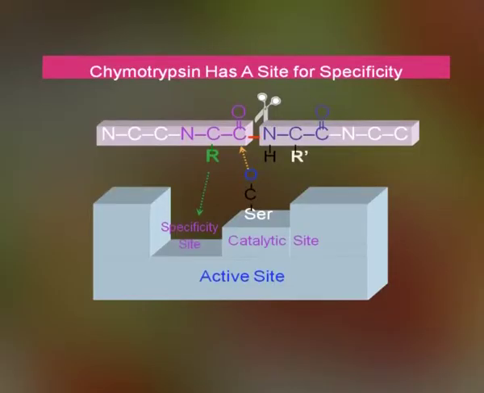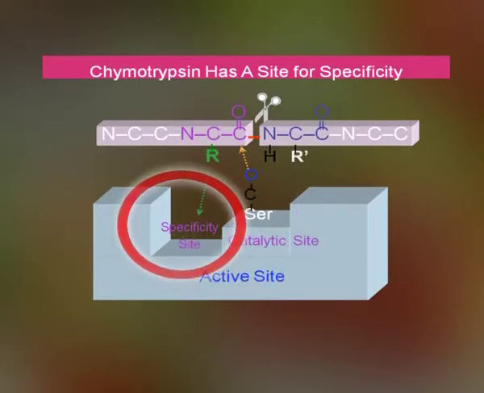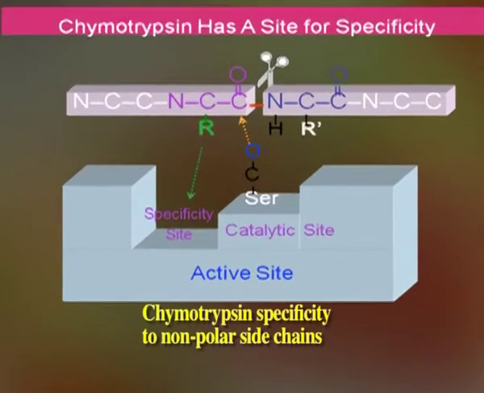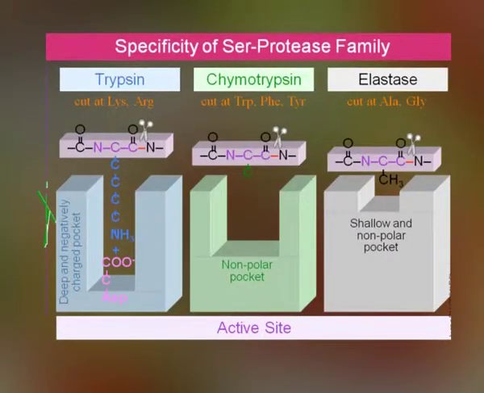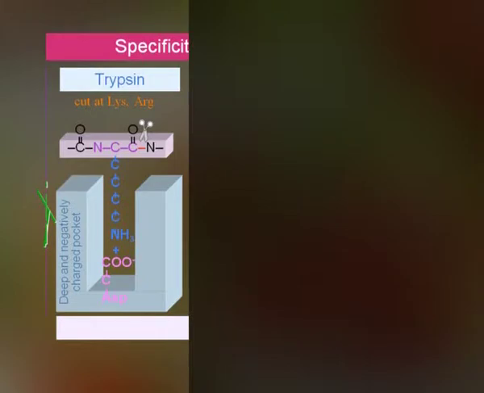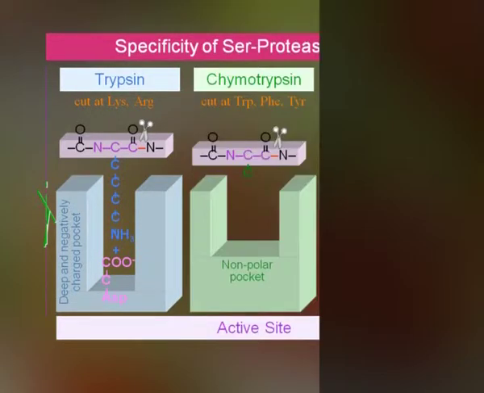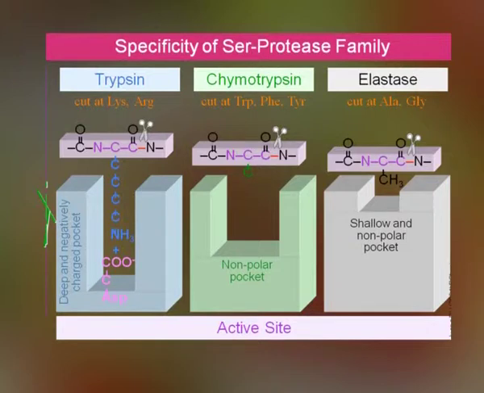Look at this figure, you can see the active site, you can see the catalytic site, and you can see the specificity for binding to a non-polar group on the amino acid chain. So, scissors indicates where the enzyme cuts the peptide bond. We have listed out all the three enzymes in this figure, like trypsin being specific for lysine or arginine, chymotrypsin being specific for a non-polar group, and elastase being specific for a peptide bond between alanine and glycine.